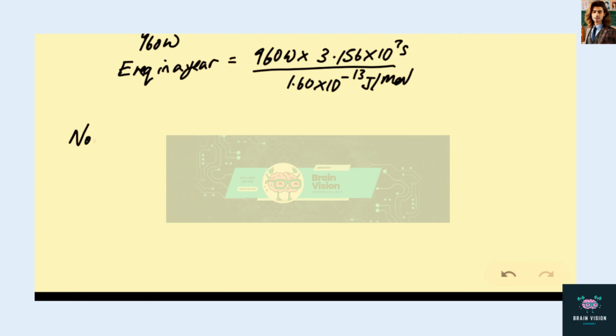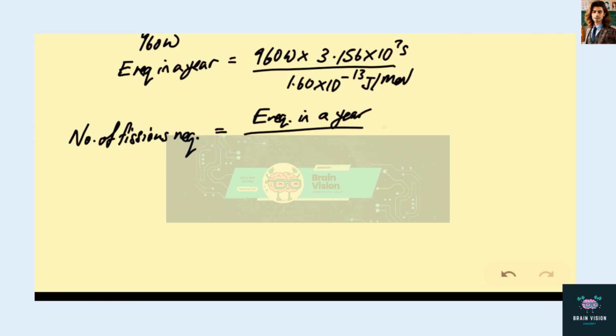So the number of fissions required, we just have to take the energy required in a year and divide that by the energy released per fission, which is 200 MeV. Putting it into the calculator, we should be able to get the number of fission reactions, but what we really want to find is the mass of uranium-235 that's required.